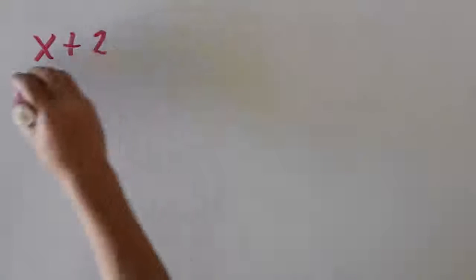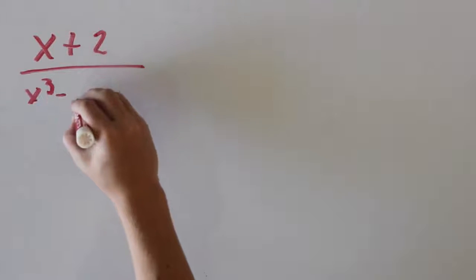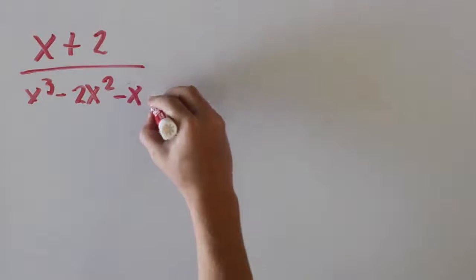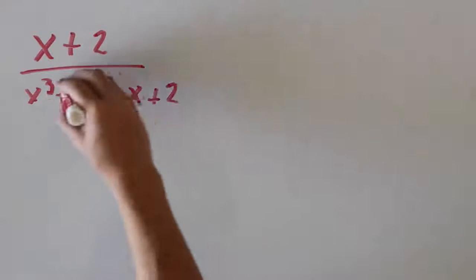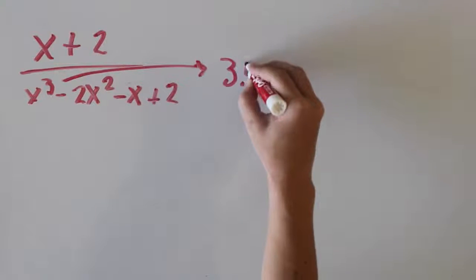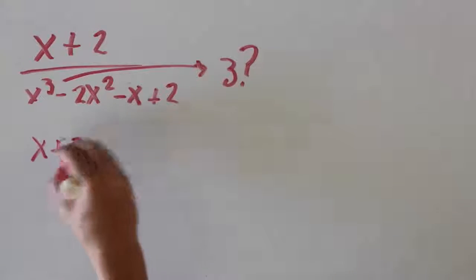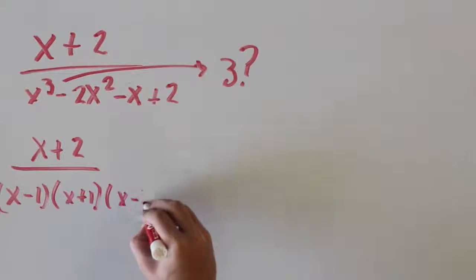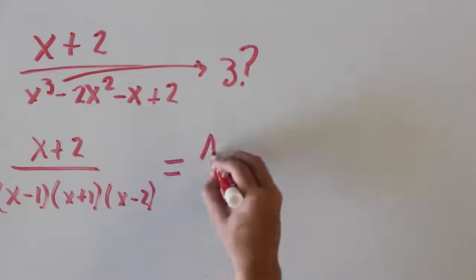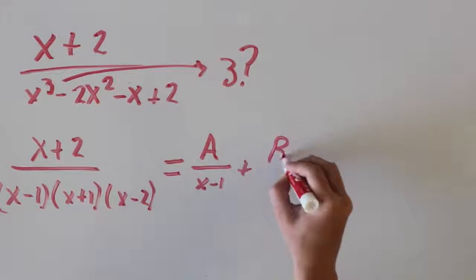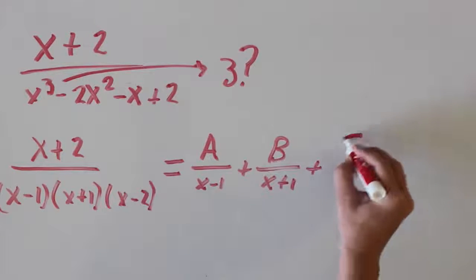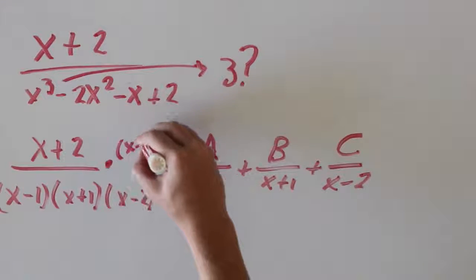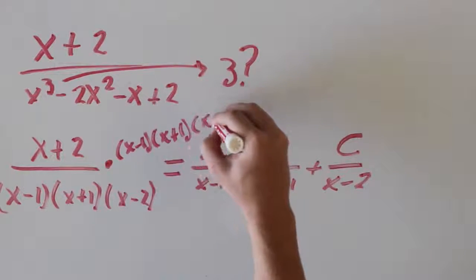Now what happens when we take x plus 2 over x to the third minus 2x squared minus x plus 2? It has a degree of 3, where before it had a degree of 2, so we used 2 variables. But now, because it's a third degree polynomial on the bottom, and we have to break it into 3 parts, we're going to have to use a new variable. A will be over one, b will be over another, and we're introducing a new variable, c, that'll be over the third part. And you solve it the same way by multiplying by the denominator on both sides.